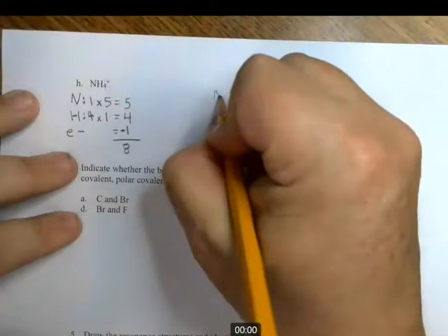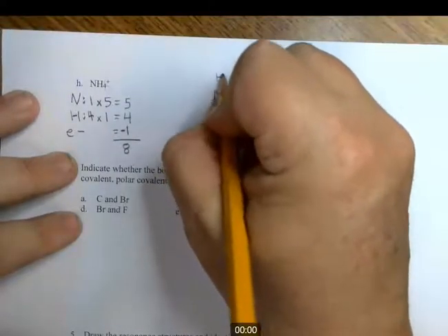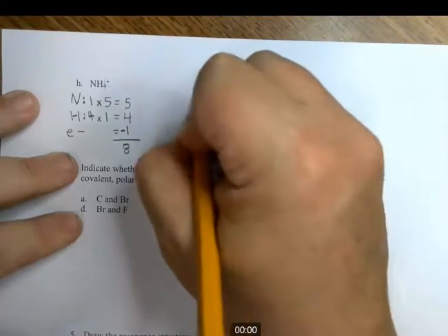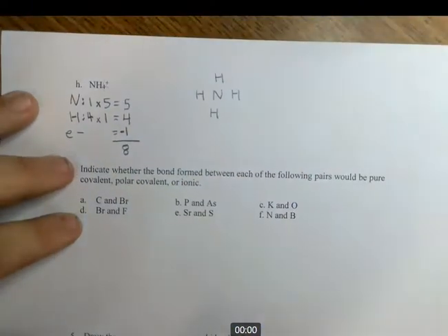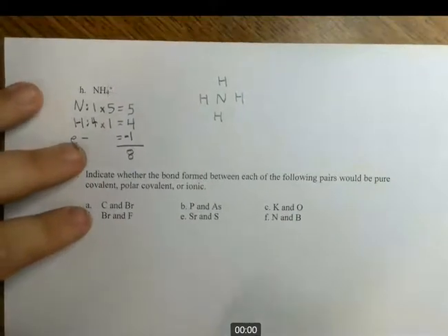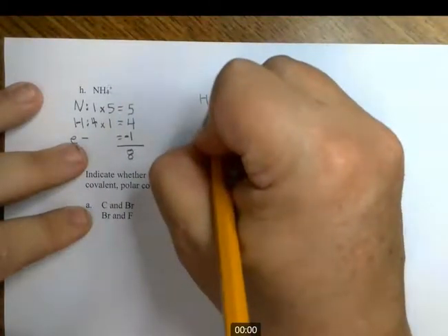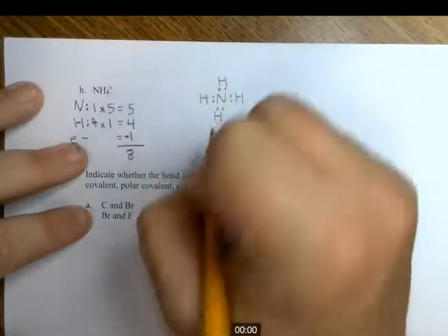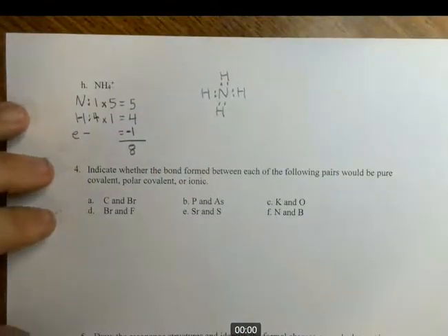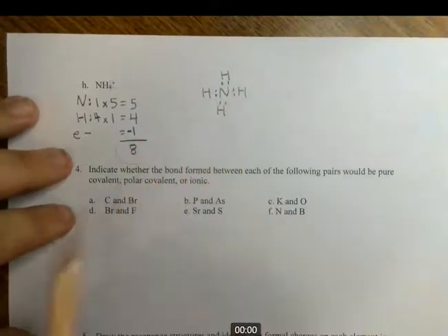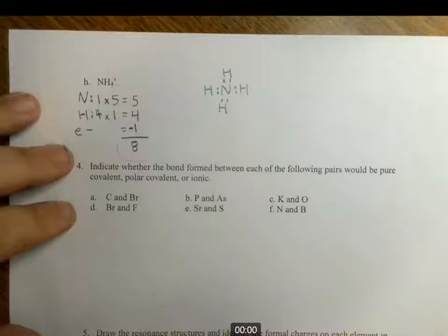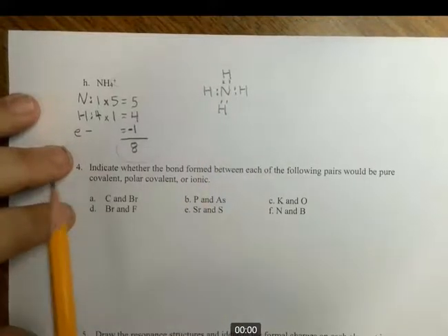Okay, this one's pretty obvious as far as configuration. It's NH4. The hydrogens have to go on the outside. Okay, next thing is we connect everybody with single bonds. So single bond. Okay, and we see that we've used 8 electrons here. Everybody has an octet. Hydrogens have 2, nitrogen has 8. We're done with that problem. That's all there was to that.